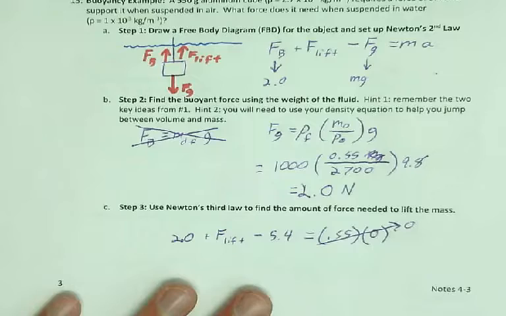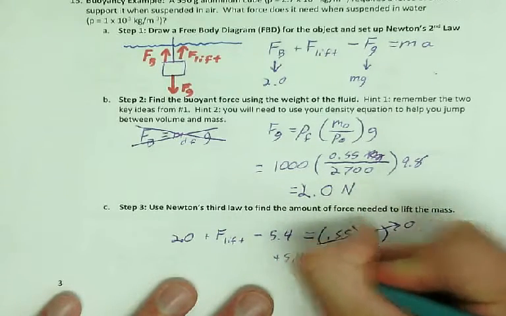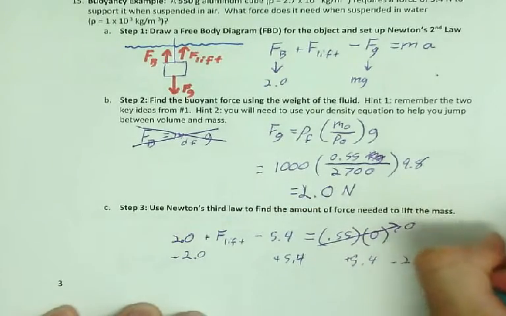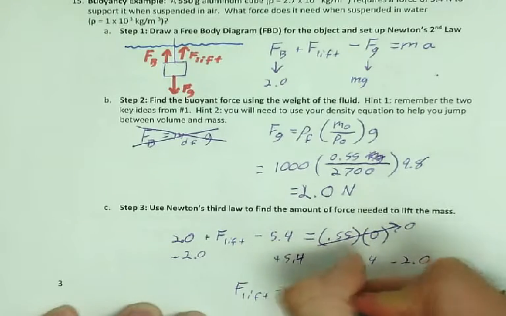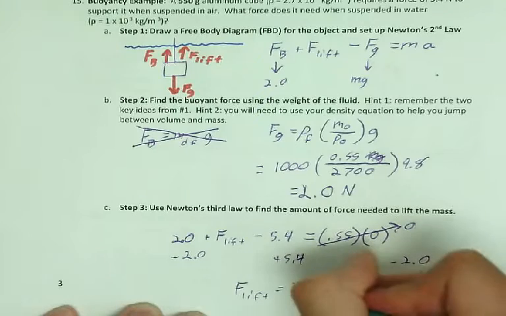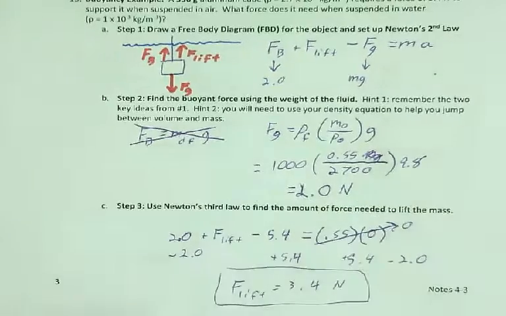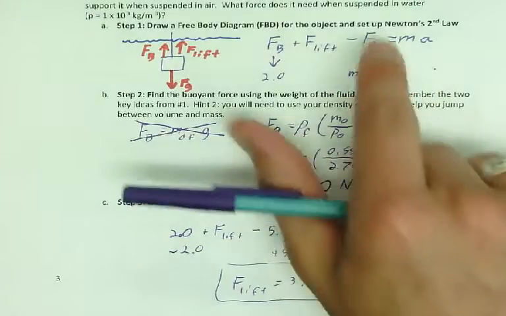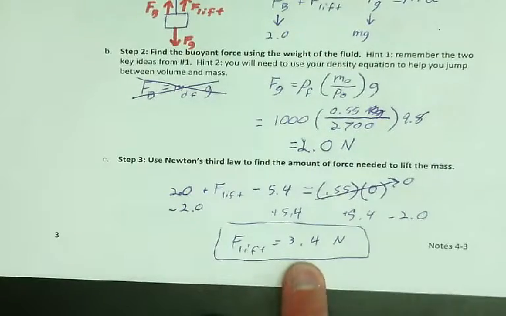Okay? Add the 5.4 to the other side. Subtract the 2, and you get the lift force equals 3.4. So, if the object weighs 5.4 newtons when it's out of the water, when it's in the water, it weighs 3.4. And that's because the buoyant force is acting on it.